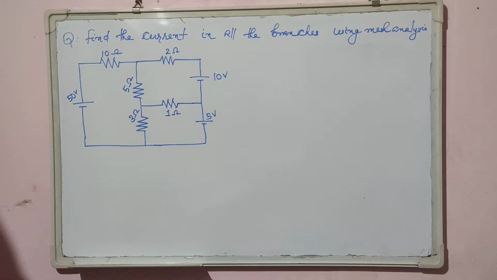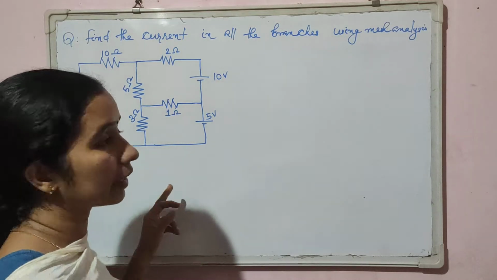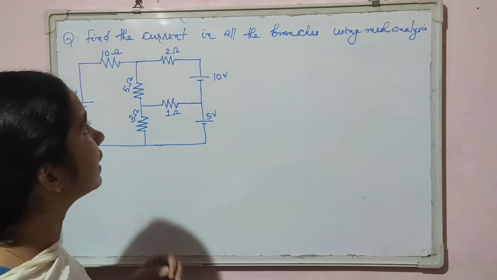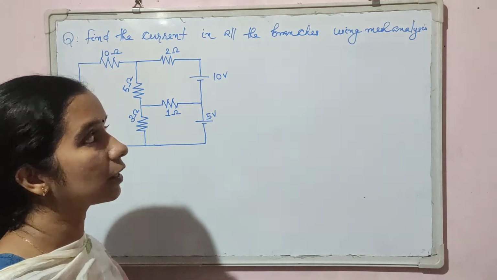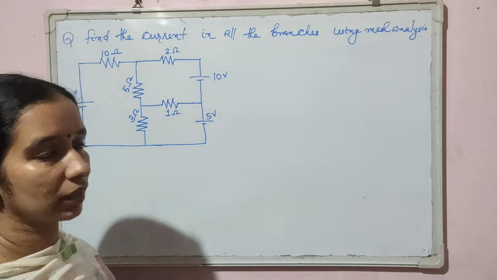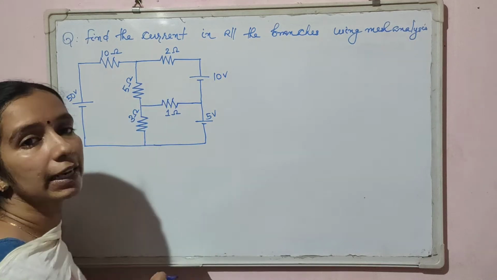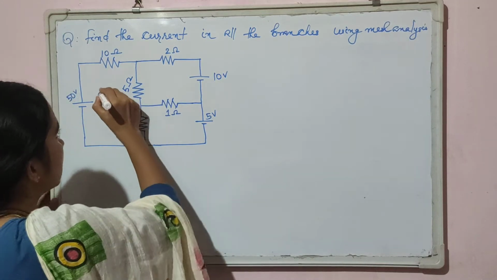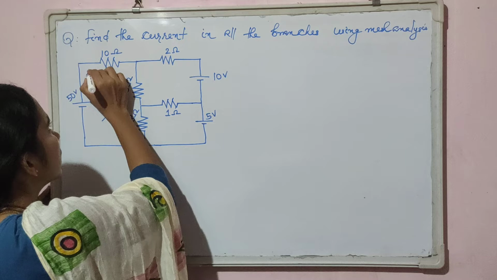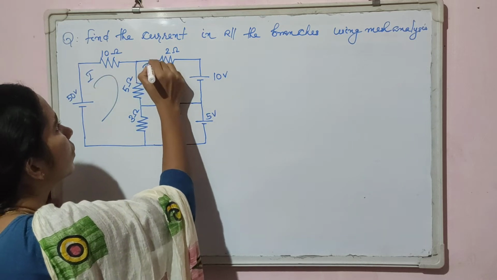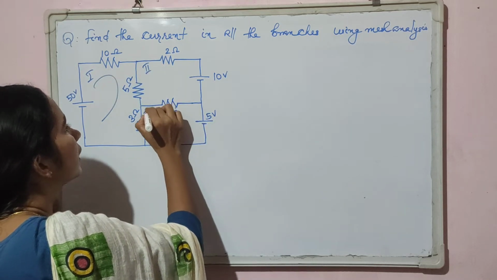Let us solve another problem using mesh analysis. For the circuit given here, find the current in all the branches using mesh analysis. So this is our circuit, and here we can see 3 loops. Let this be loop 1, this is loop 2, and this is loop 3.